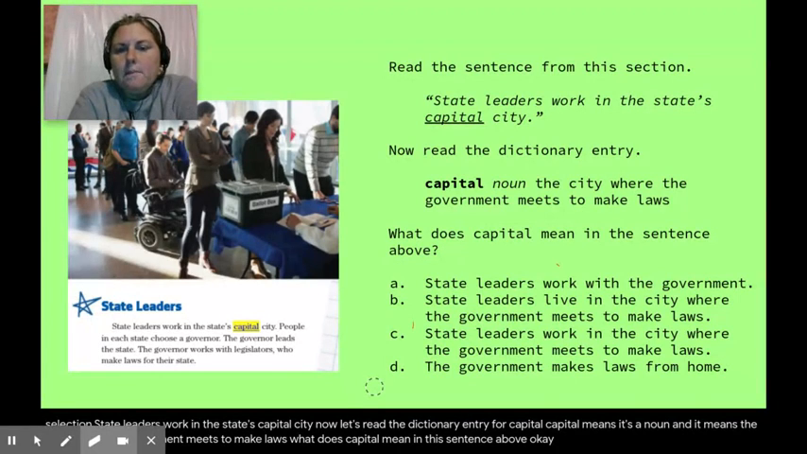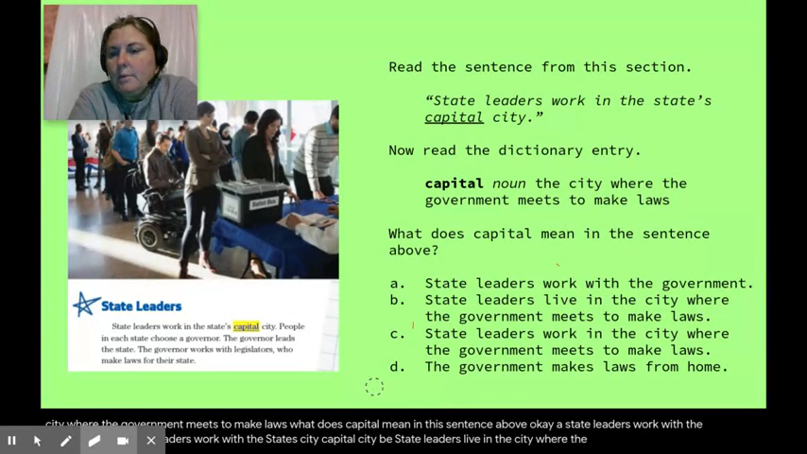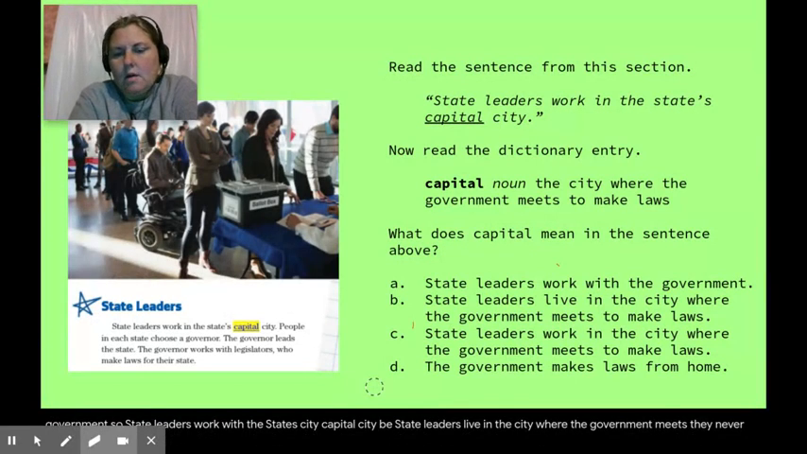Okay. A, state leaders work with the government. So state leaders work with the state's capital city. B, state leaders live in the city where the government meets. They never said that to make the laws. State leaders work in the city where the government meets to make the laws. Or the government makes the laws from home.